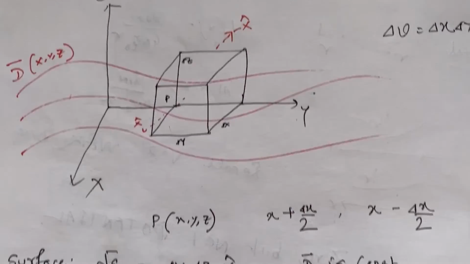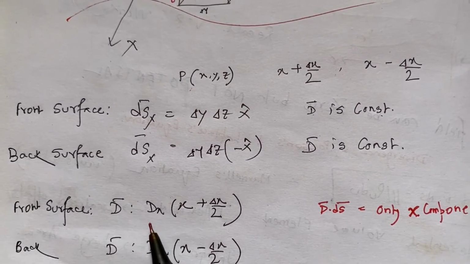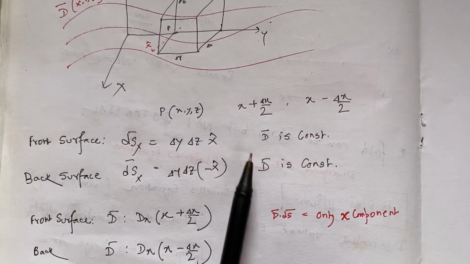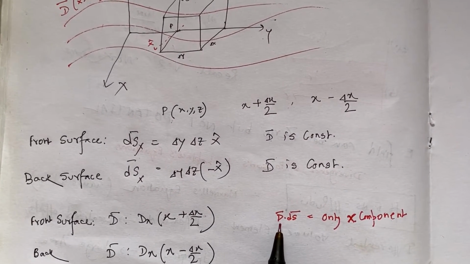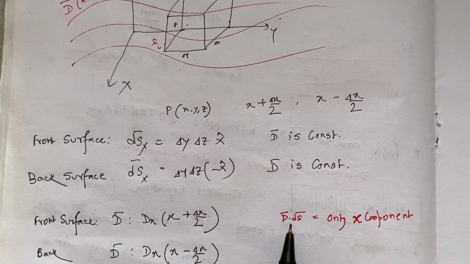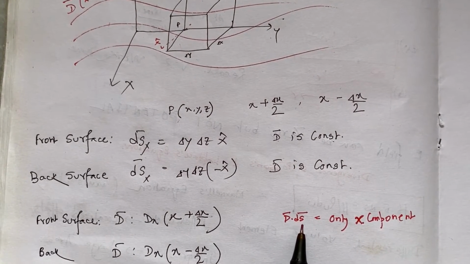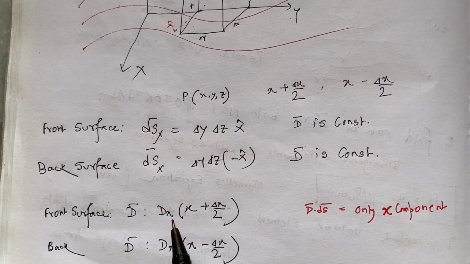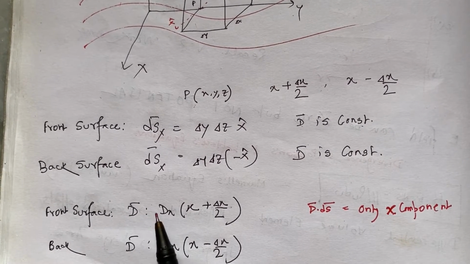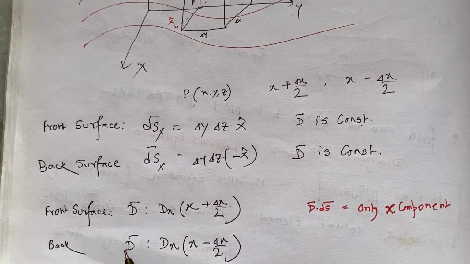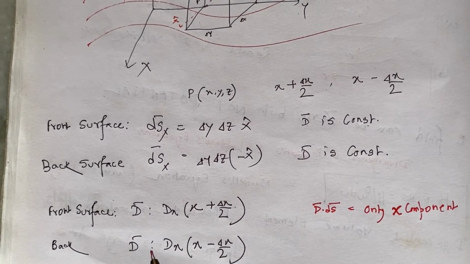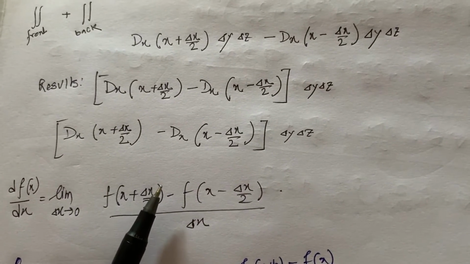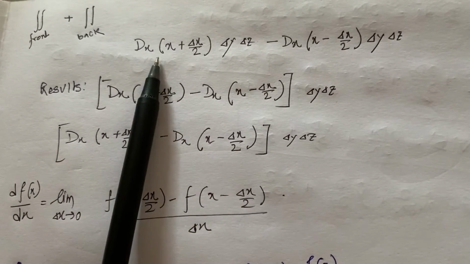Now I am considering only the x component of D, because if I look at the front surface, the dot product that survives is only Dx dot dSx. So that's why I am considering this x component. This is my x component of D at x plus delta x by 2, and for the back surface at this point, this is my x component of the electric flux density. So for the front and back surface, the field component of prime interest is the x component.